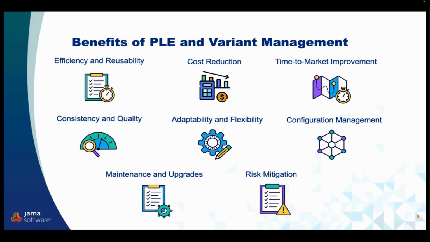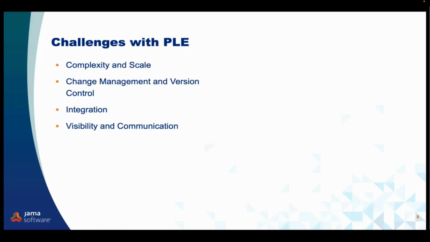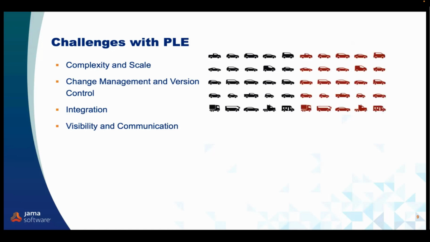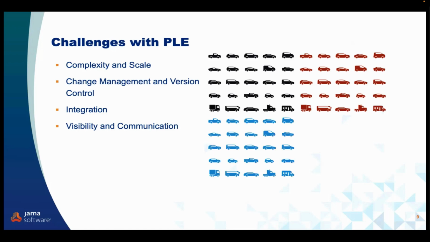Now, of course, there are many benefits to product line engineering, but there are a lot of challenges that a company goes through in order to move towards it. For example, let's say a company starts out with a single product and then begins to build variants on that product, turning it into a product line. As the number of variants and variation between them grows, the ability to manage them becomes more and more challenging.